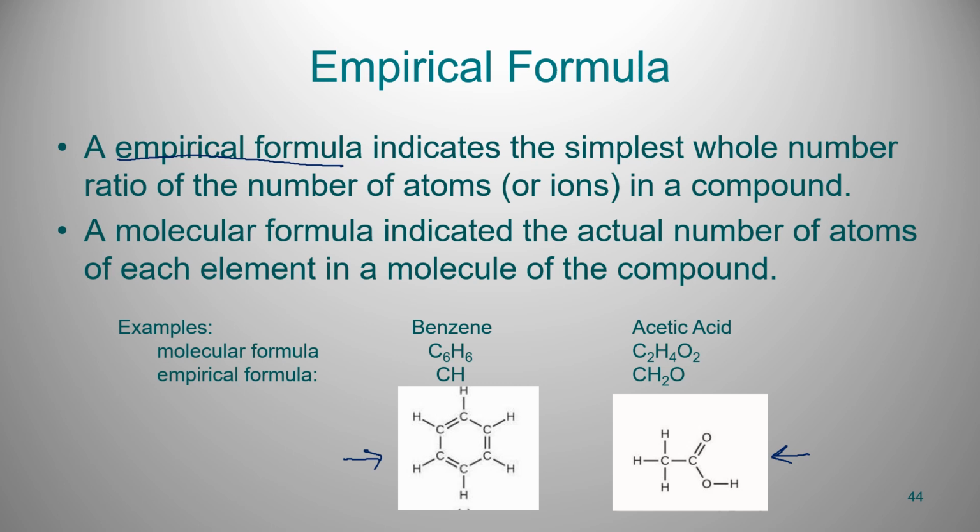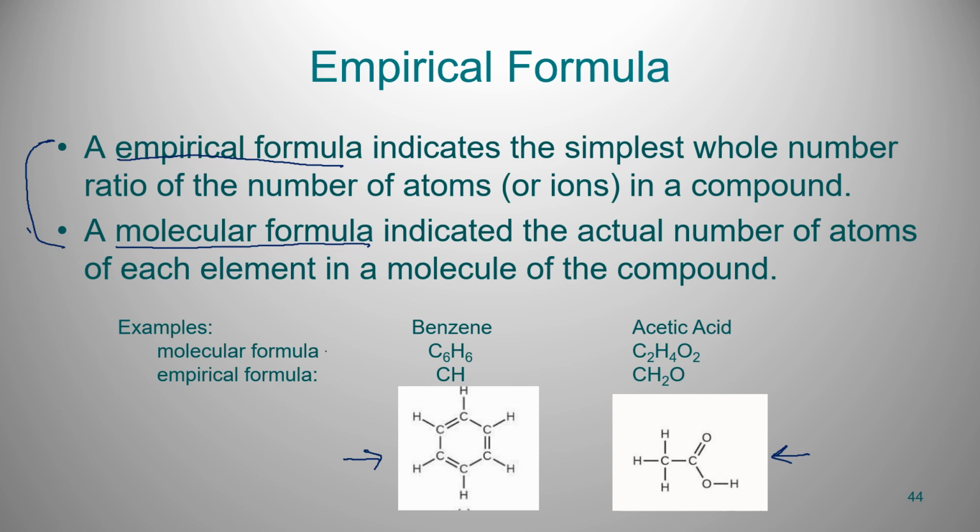Compare that to a molecular formula. The molecular formula is what we're used to. That's what's actually in a molecule. It's the actual number of atoms. It's important to distinguish them because when we start the next topic, we're going to end up with empirical formulas and we have to know the difference. But just for an example, I think it's very easy to understand.